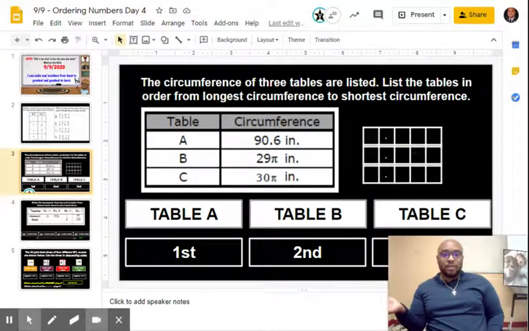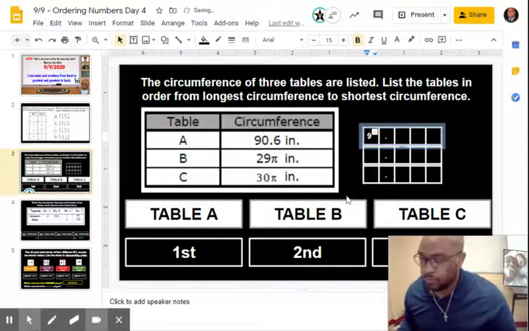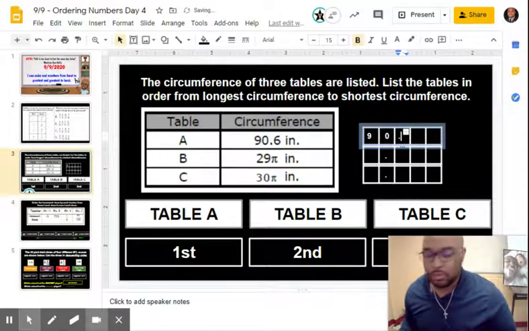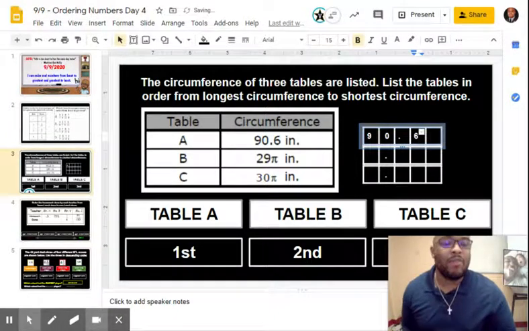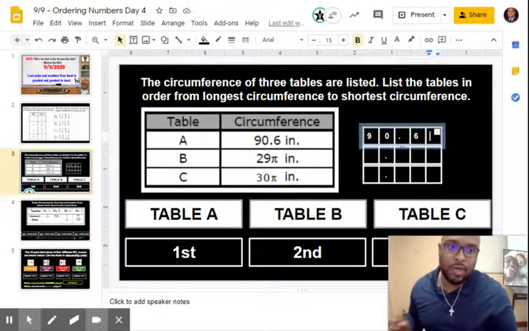Luckily, the first table is done for us. All right, I'm sorry, table A is done for us. So we're going to this box, and it's 90, tab over, 0.6. And then we always fill in any blank boxes that we have. In this case, we would have 0.